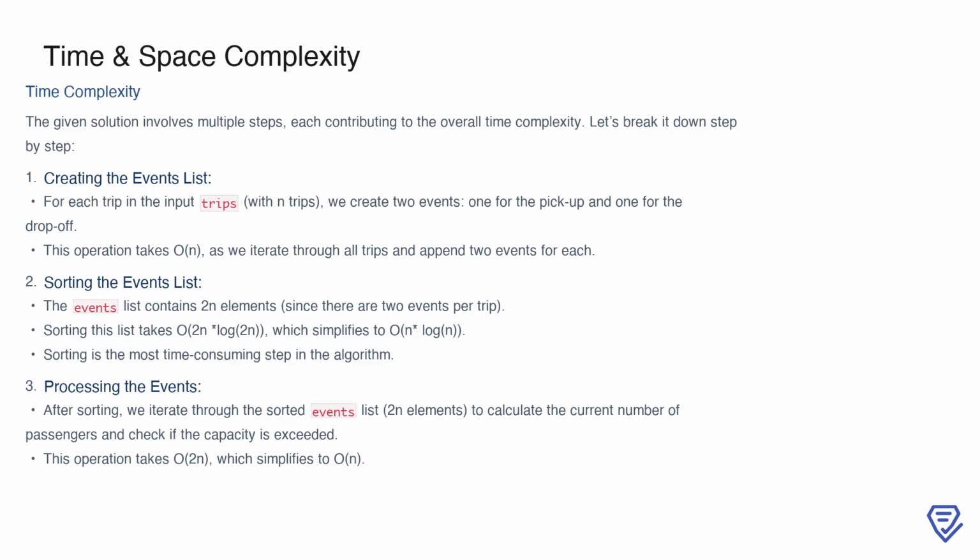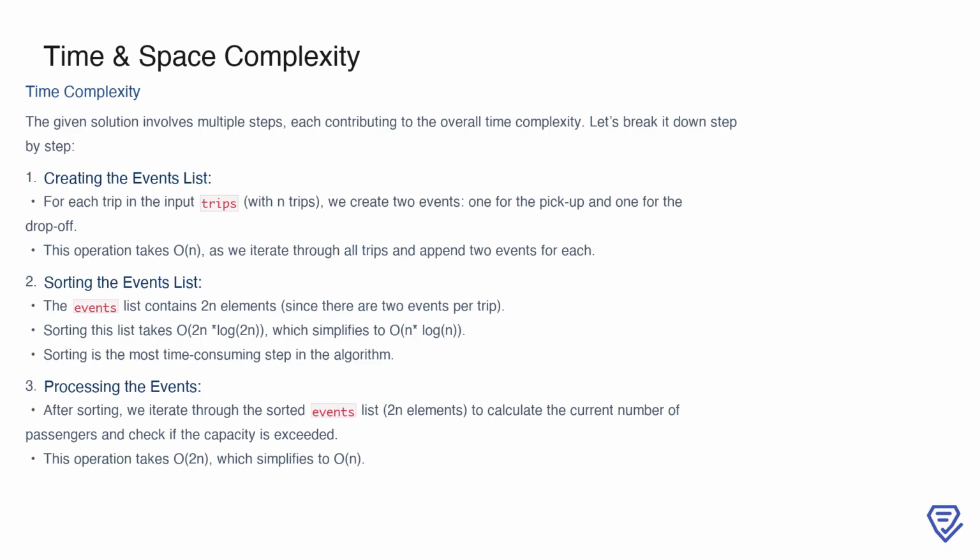In this problem, the time complexity arises from 3 main steps. First, we create an events list by iterating through the given trips. Each trip contributes 2 events, one for the pickup and one for the drop-off, so this step takes O(n) time. Next, we need to sort the events list, and since it contains 2n elements, the sorting operation takes 2n log 2n, which simplifies to n log n. Sorting is the most time-intensive part of the solution.